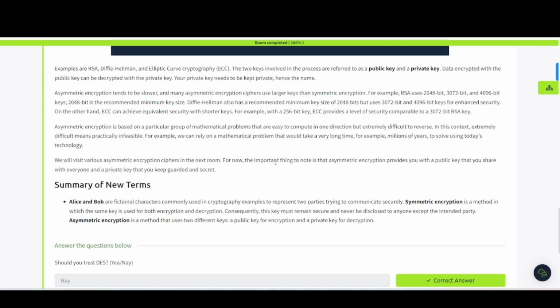For now, the important thing to note is that asymmetric encryption provides you with a public key that you share with everyone and a private key that you keep guarded and secret.